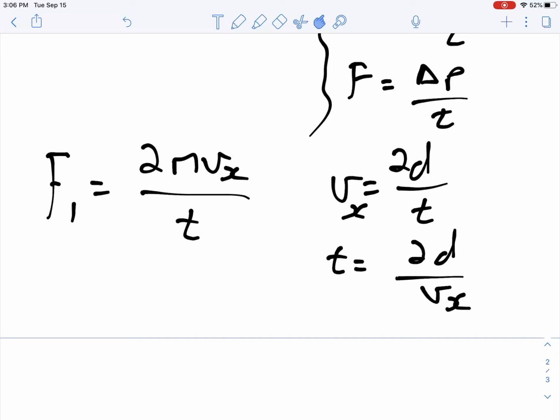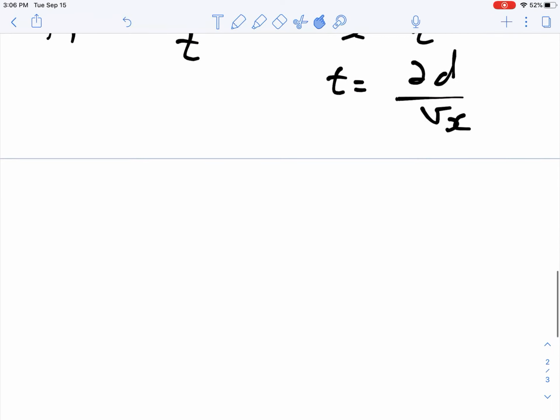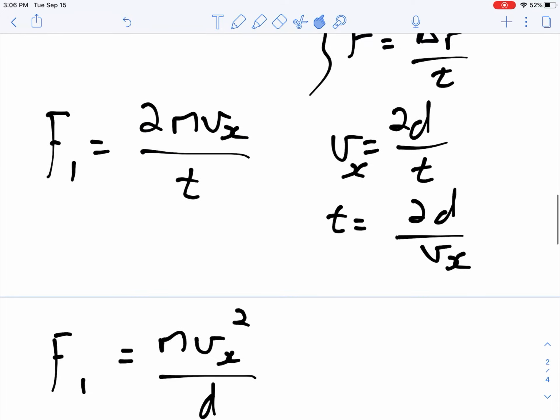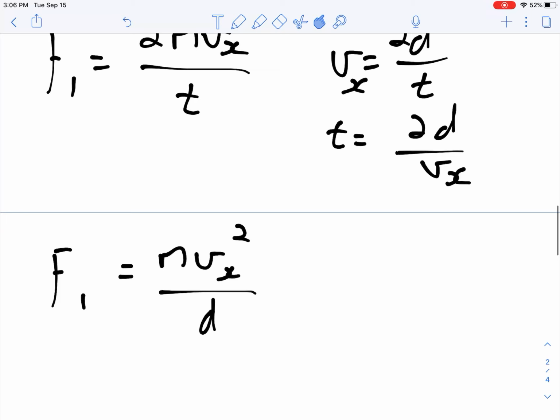So I can substitute this time in here, and when I do that, I will come up with the force being equal to mv squared over d, right? Vx, so we're dividing by t, so Vx goes up on top, so we get squared. 2d goes on the bottom, that 2 and that 2 cancel, and we end up with this expression. So that now gives us the force being exerted by one particle on one wall, now in only the x direction.